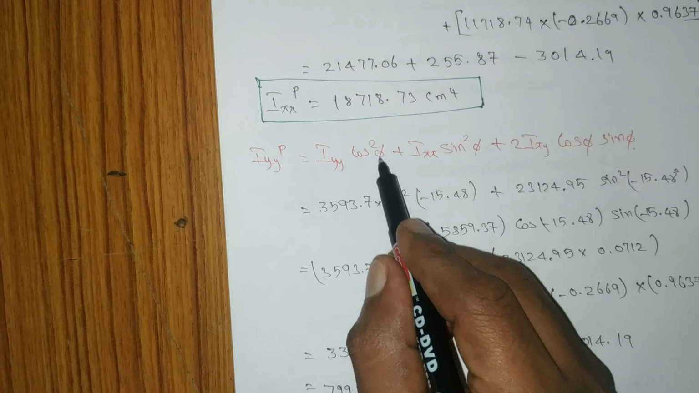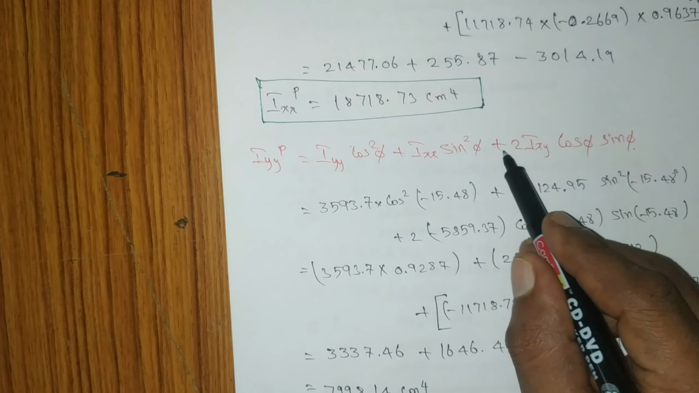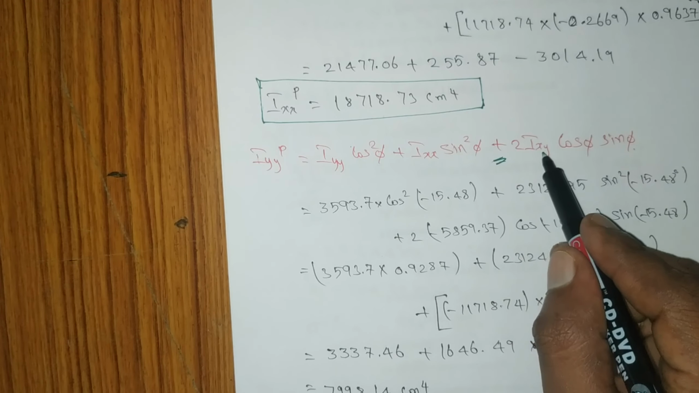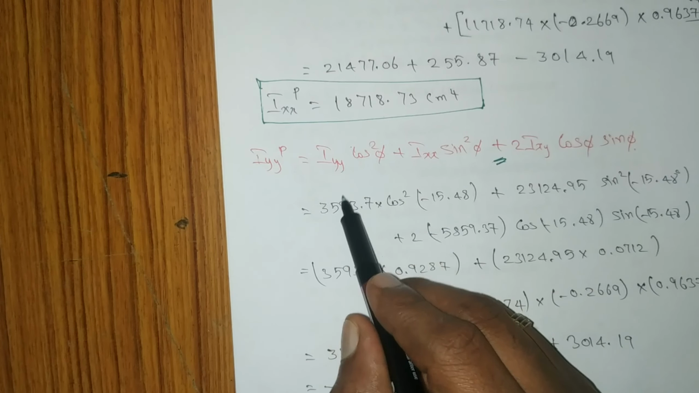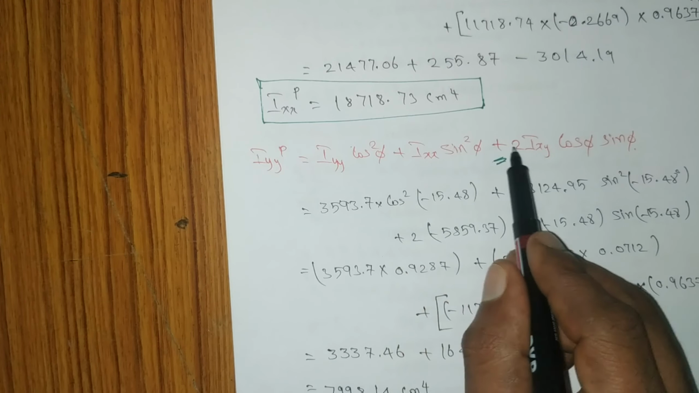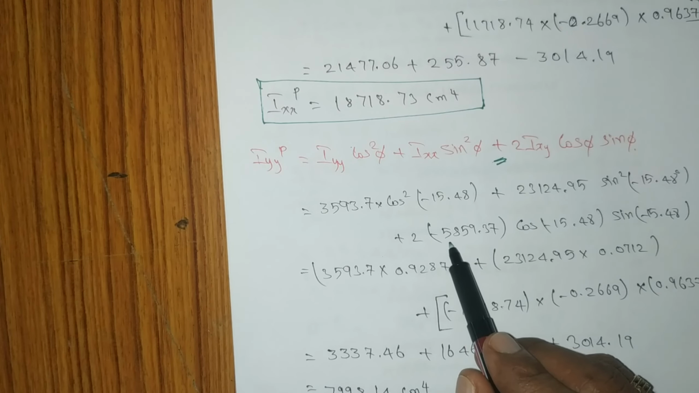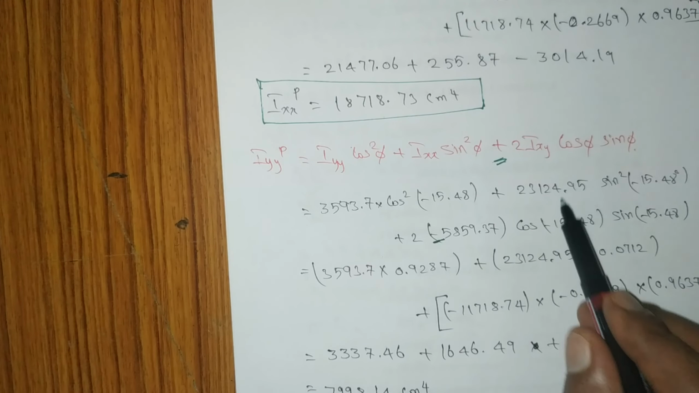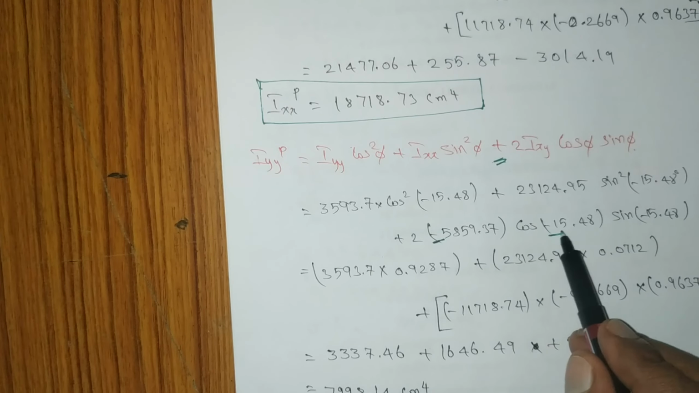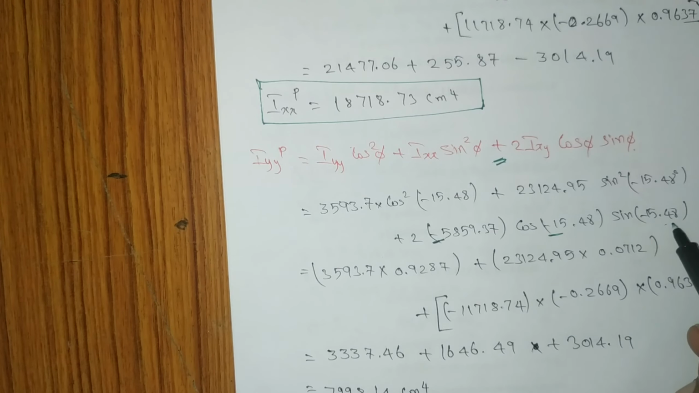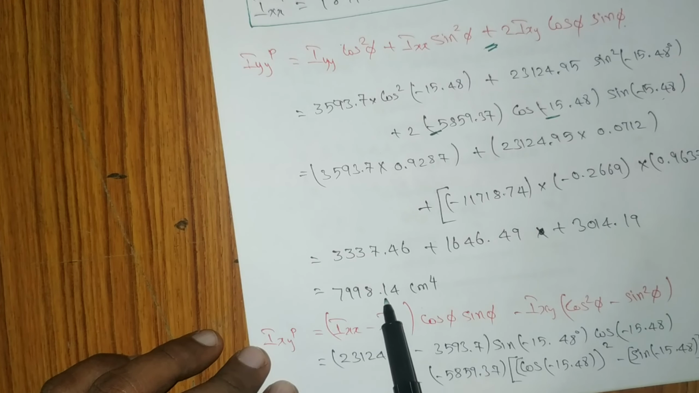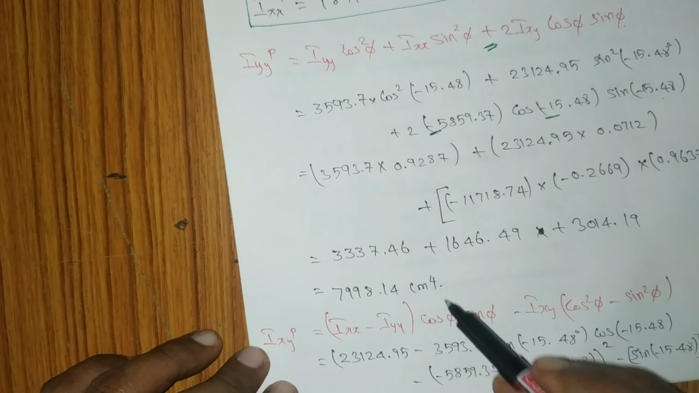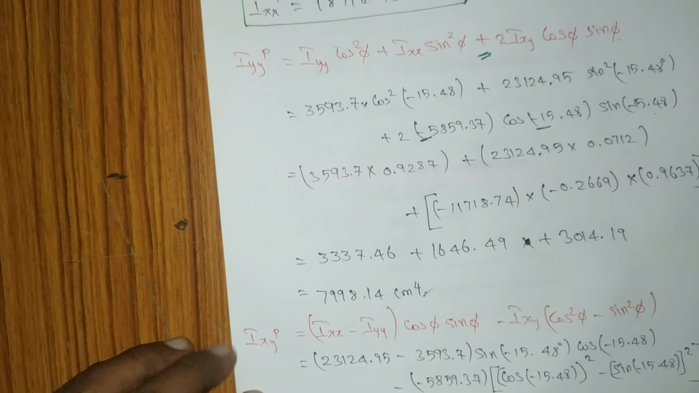So Iyy cos²φ plus Ixx sin²φ, plus here plus will come 2Ixy cosφ sinφ. So we are going to substitute Iyy here, Ixx will come, cos²φ, sin²φ, and 2 times Ixy, this minus term will be there, cosφ in terms of the cos of the minus angle, and sinφ. If you solve this mathematically, we are getting Iyy principal axis as 7998.14 centimeter power 4. Unit is a must. Kindly put your units while solving the problem.